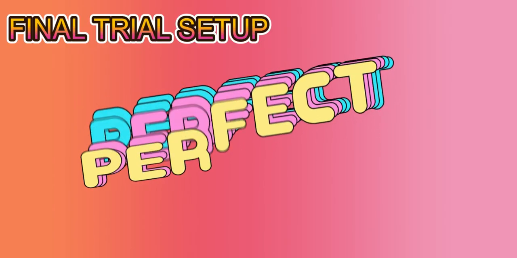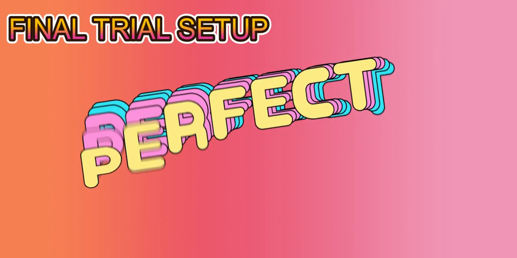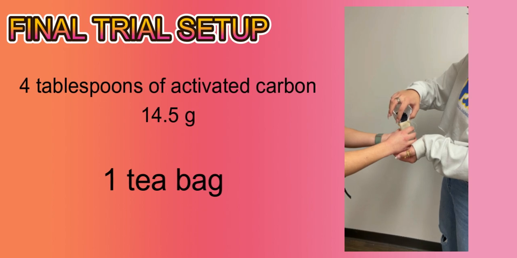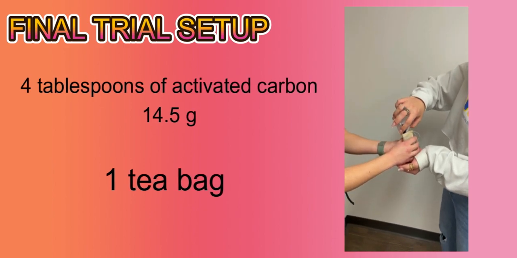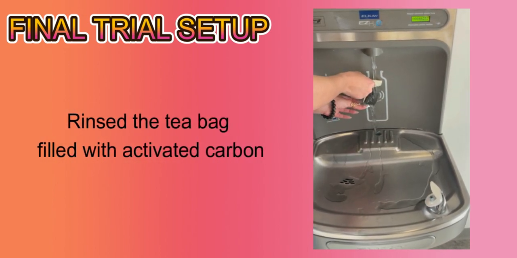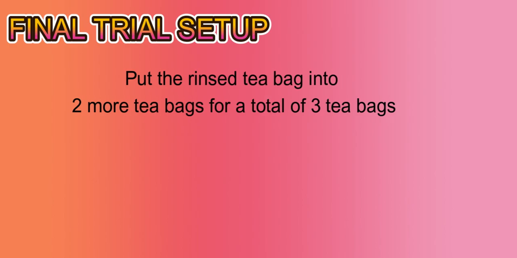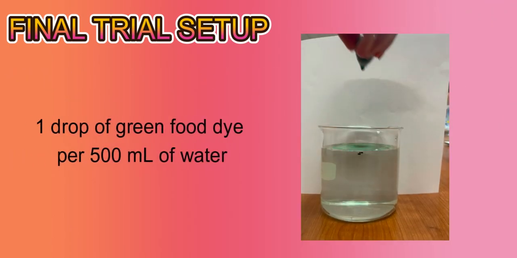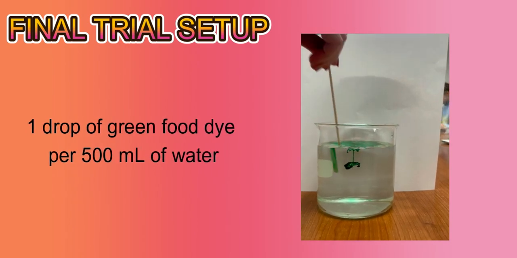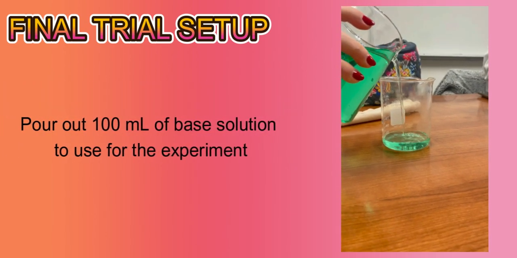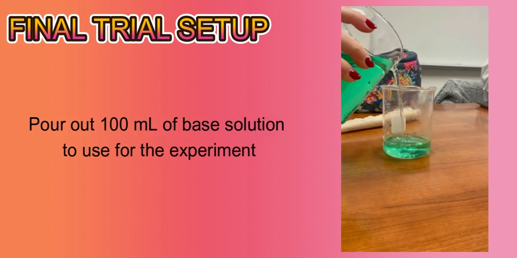Then, after fixing all of our previous problems in previous trials, our final design setup ran as such. We had placed 4 tablespoons of activated carbon, which resulted in 14.5 grams, in 1 tea bag, then rinsed that tea bag with water to ensure that it would not make the solution gray. Then, we double bagged the rinsed activated carbon tea bag, resulting in 3 tea bags total. Next, we had 1 drop of green food dye per 500 milliliters of water. Then, to fix the problem of having too much mass to remove for the activated carbon to perform any mass transfer, we only used 100 milliliters of the solution for this experiment.